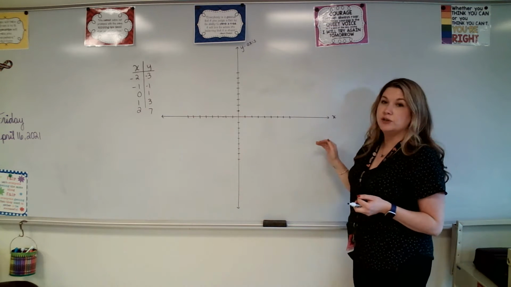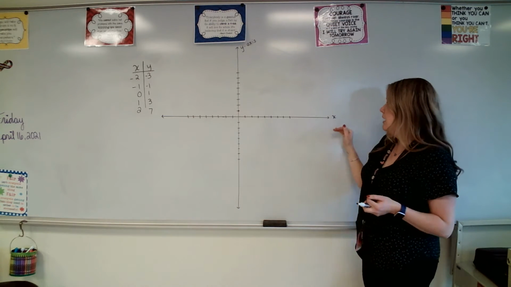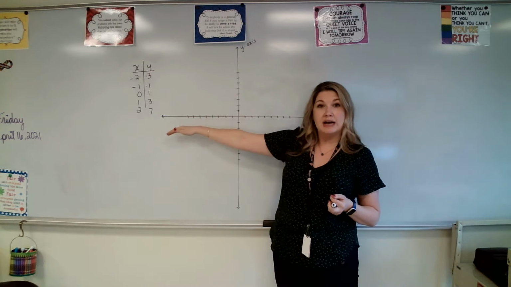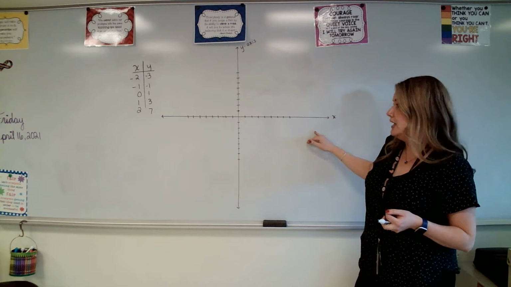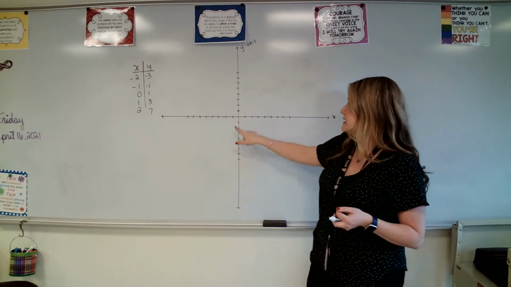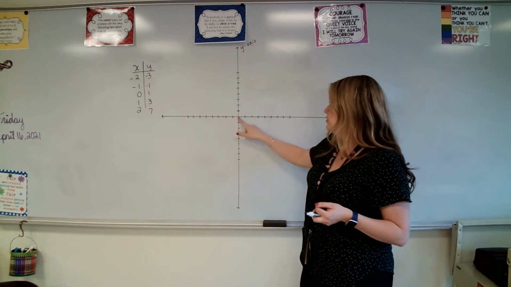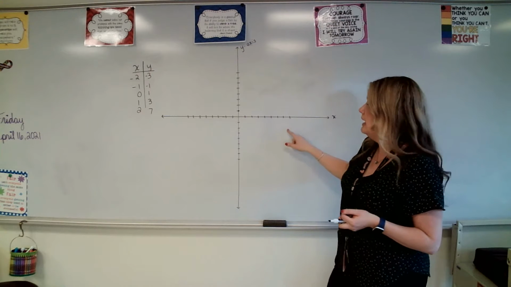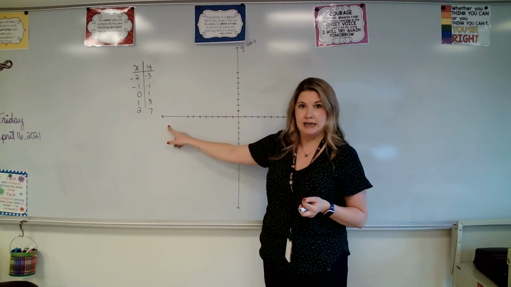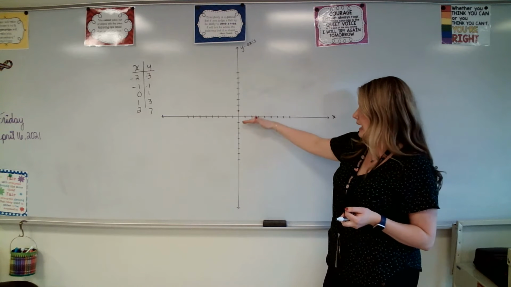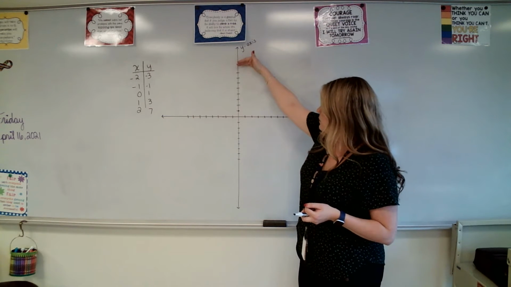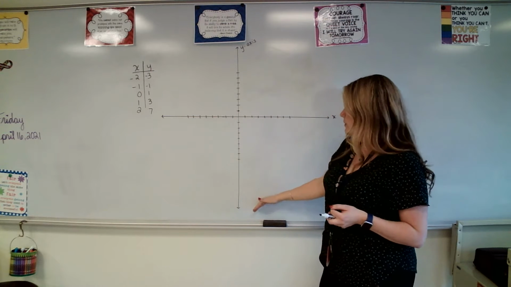So quickly, I'm going to review just the coordinate grid. This horizontal line is your x-axis. So when you're graphing a point and you're graphing the x value, you're looking at the tick marks on the x-axis. Anything to the right of the origin is positive. Anything to the left of the origin is negative. My vertical line is my y-axis, and it's the same thing. Anything above the origin is positive. Anything below the origin is negative.